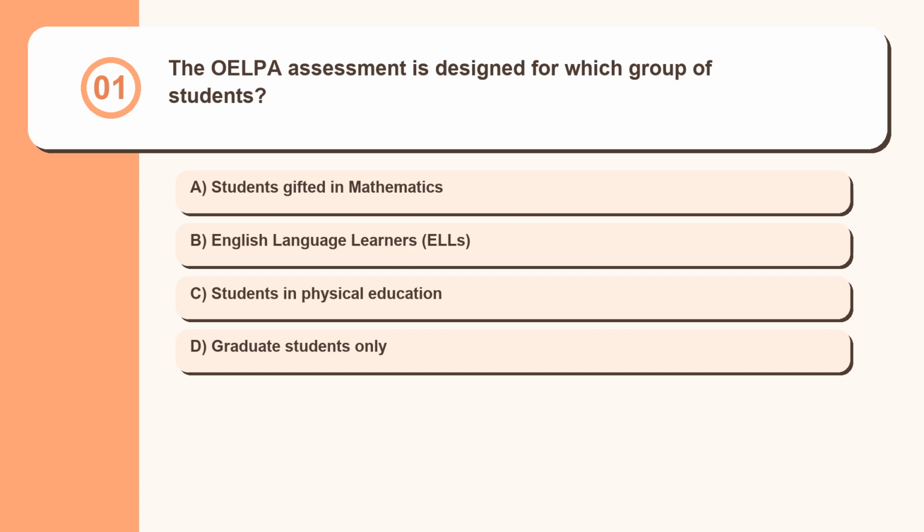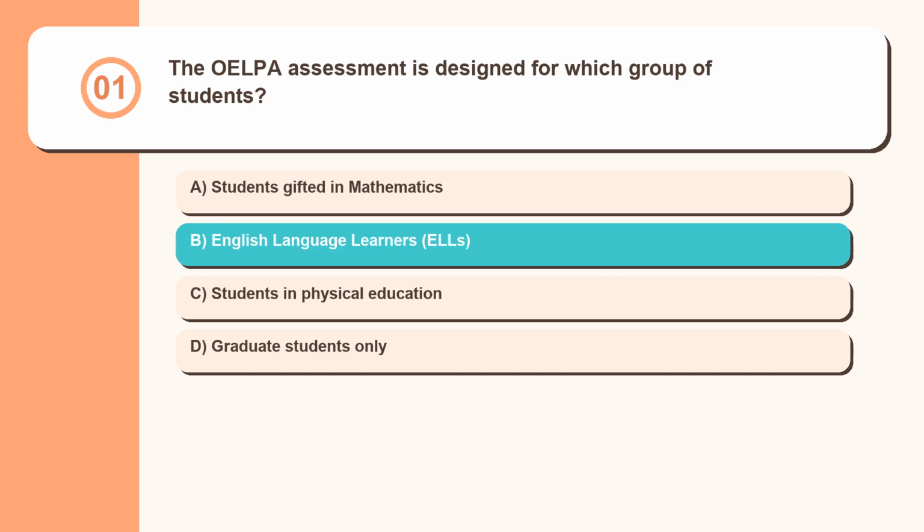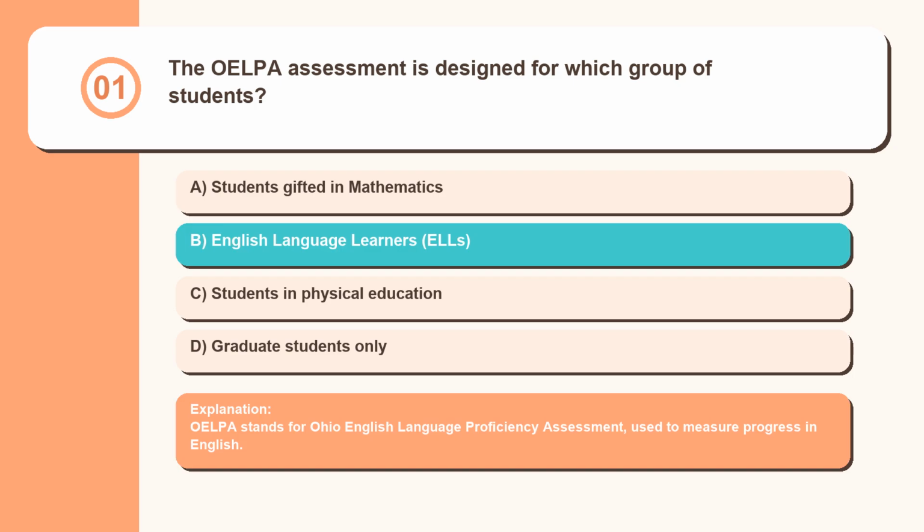Question 1. The OELPA assessment is designed for which group of students? Students gifted in mathematics, English language learners (ELs), students in physical education, graduate students only. OELPA stands for Ohio English Language Proficiency Assessment, used to measure progress in English.